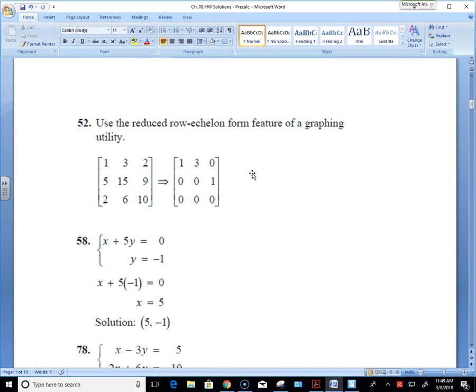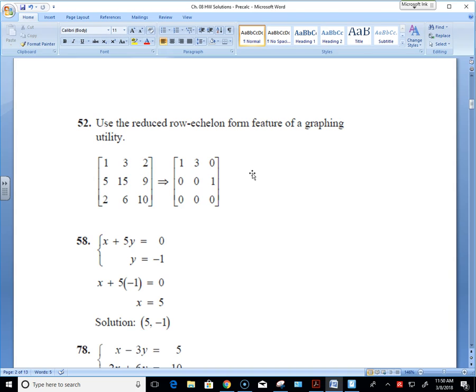Now this one gets weird. If you'd used your graphing calculator for 52, what happened? What went wrong? As soon as we see a bottom row that gets 0, what should that make us be thinking, like if we were solving? Yeah, let z equals a.